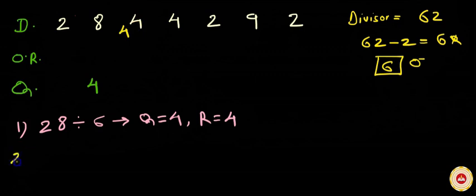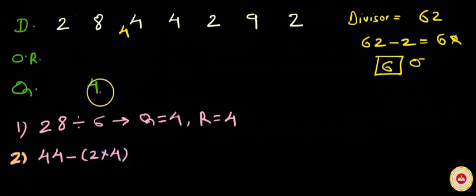How to calculate? See, second step, write this 44. Now subtract 2 times 4. 2 times 4 means 4 is the last quotient digit. Subtract 2 times the last quotient digit from this 44 and you get... why are we subtracting?